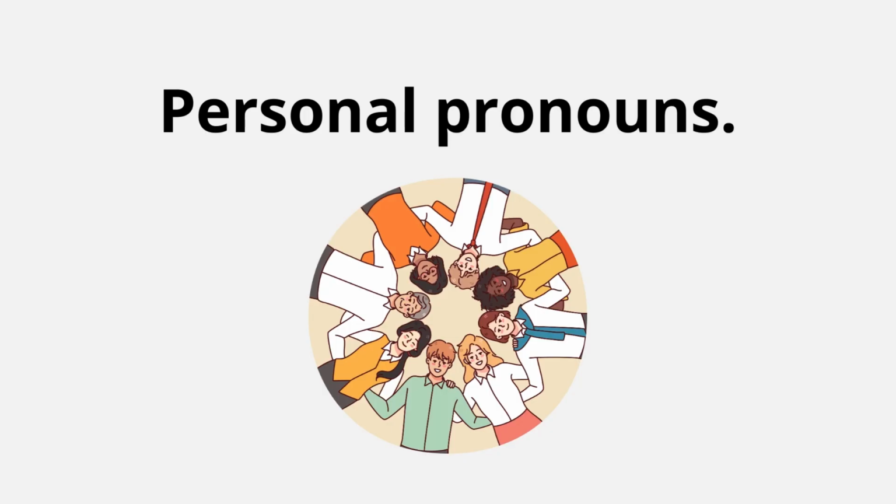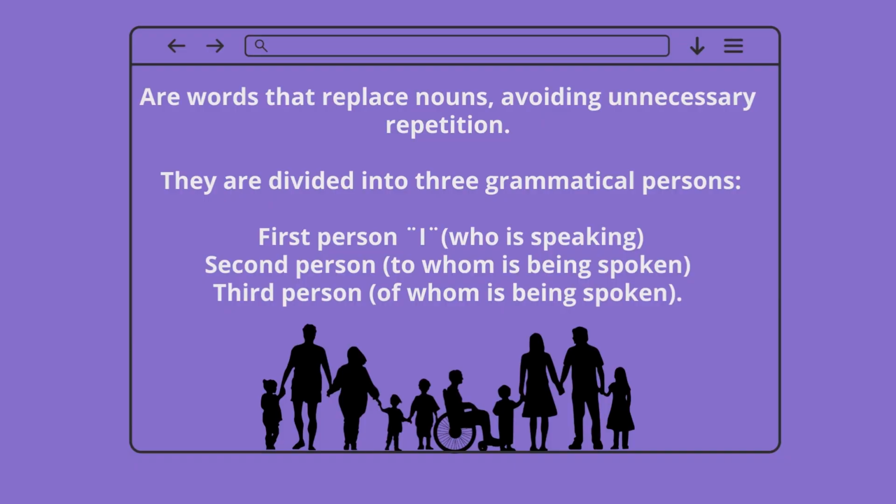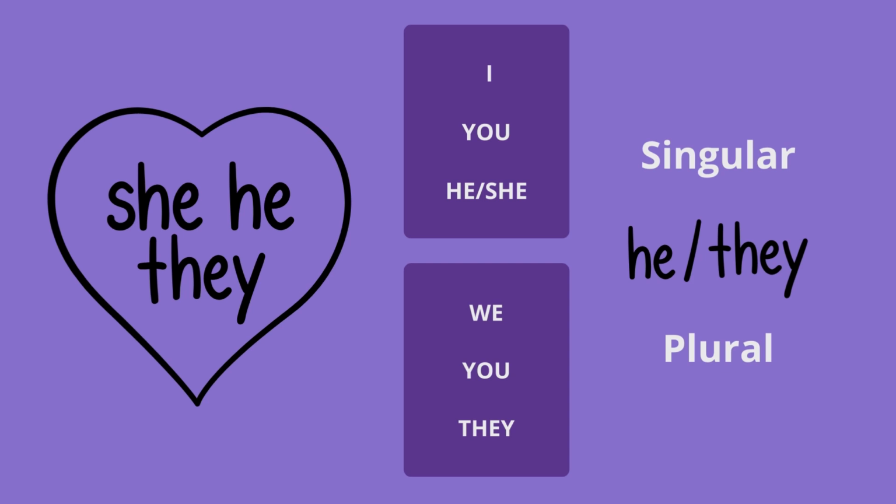Personal pronouns are words that replace nouns, avoiding unnecessary repetition. They are divided into three grammatical persons. First person, I: who is speaking. Second person: to whom is being spoken. Third person: of whom is being spoken. And then we have singular: I, you, he, she. Then plural: we, you, they.